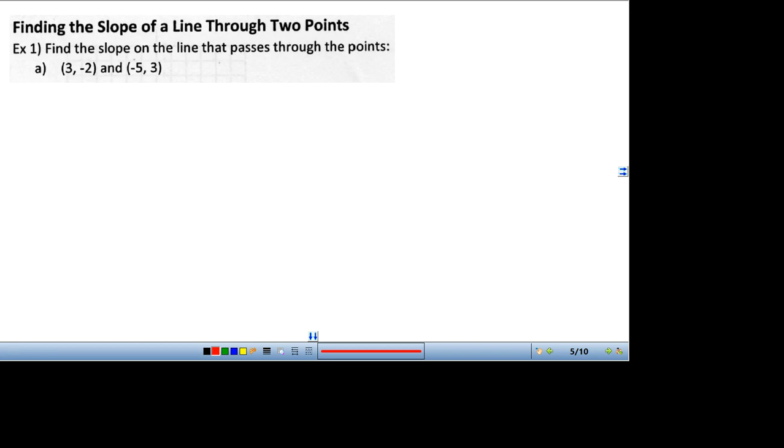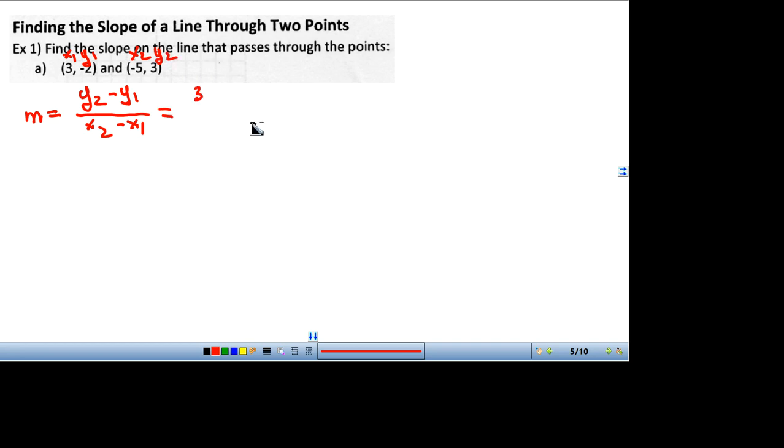All right, so let's actually do some problems. First problem we got. Find the slope of the line that passes through the points (3, -2) and (-5, 3). So I'm going to say m equals y2 minus y1 over x2 minus x1. We'll do it the way the book does it. On the next problem, we're going to switch it up. And label my points. So I've got x1, y1, x2, y2.